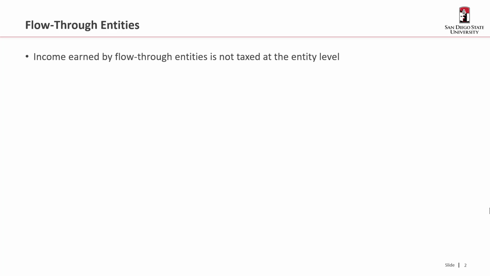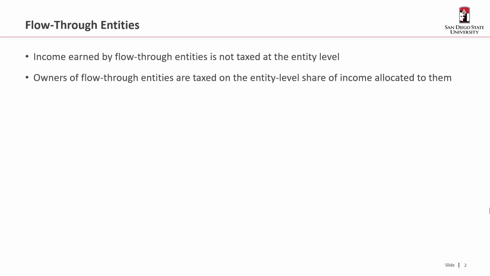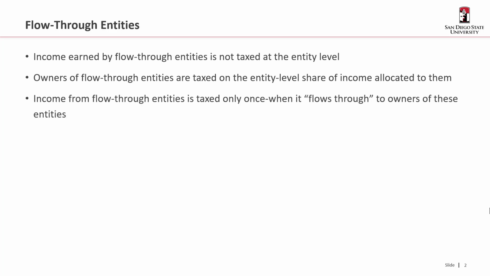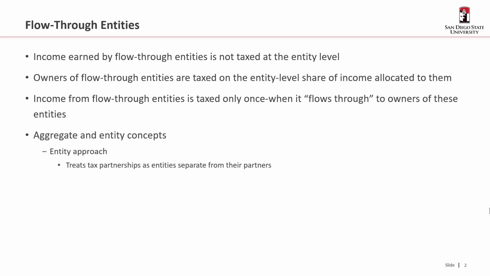So we know that income earned by flow-through entities is not taxed at the entity level. And we know that the owners of the flow-through entities are taxed on their share of the income that is allocated to them. And lastly, we know that flow-through entities are only taxed once, unlike a C corporation. The only time the taxation occurs is when the income flows through to the owner.